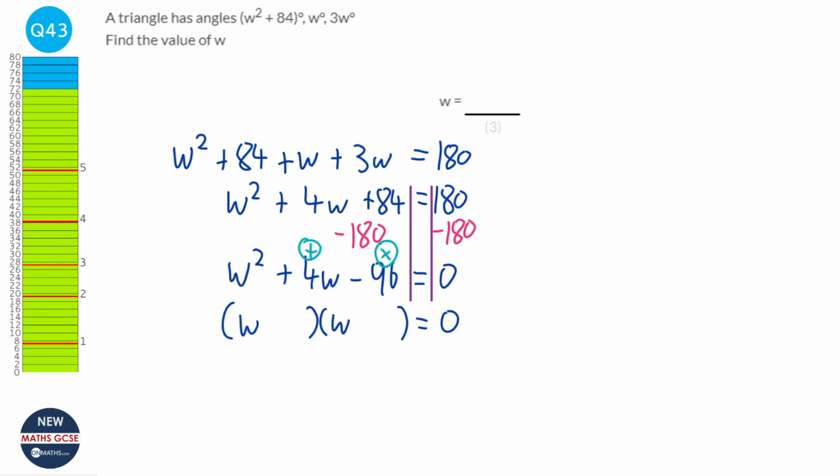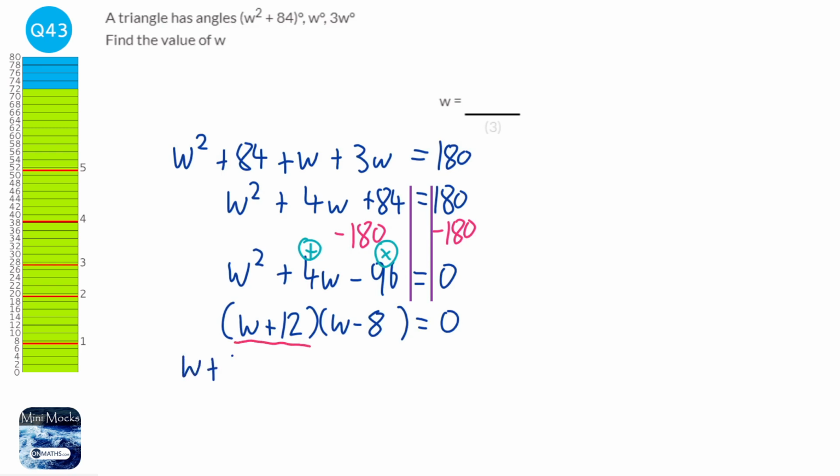And I think it's going to be, well, it's going to be a positive and a negative to get that negative there. 96 is 12 and 8, so it would have to be, let's have a think, a positive 12 and a negative 8 to add together to make a positive 4. And 12 times minus 8 is minus 96. That works. And to solve, we look at the left-hand side first and get that equal to 0.